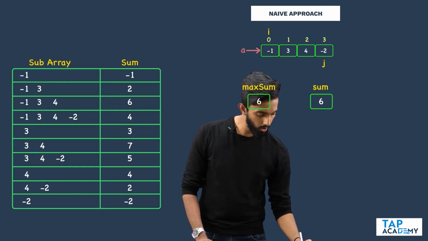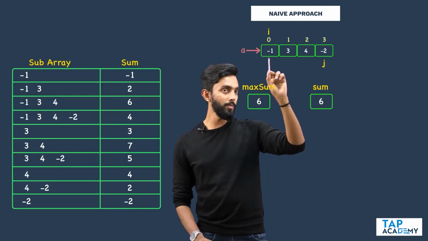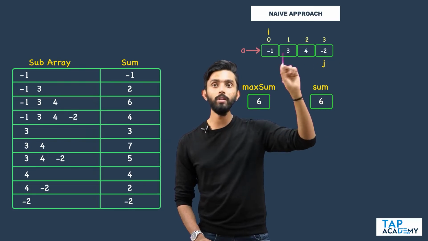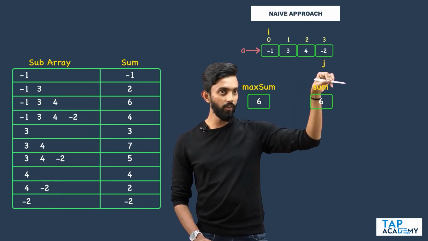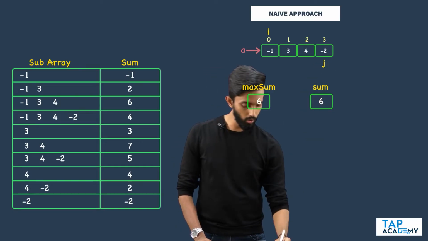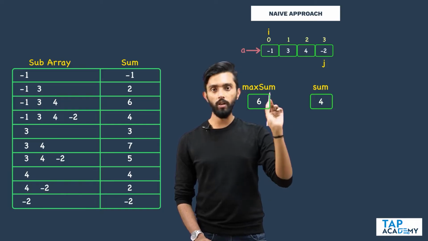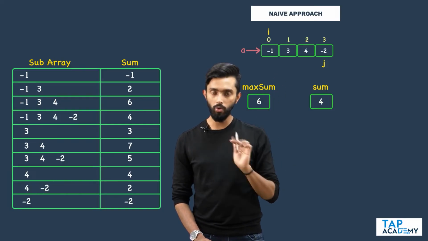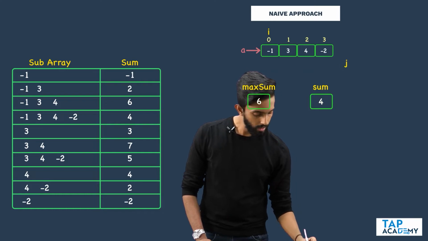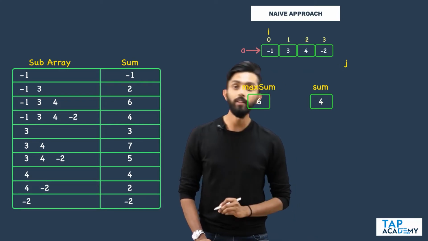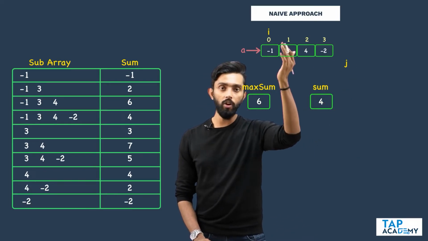Again j moves forward. If j moves forward, next element is minus 2, which means I am assuming this is the subarray, minus 1, 3, 4, minus 2. Now if I add minus 2 also to the existing value of sum, 6 minus 2 is going to become 4. And now tell me, is 4 greater or 6 greater? 6. So maximum is going to be 6 only. Then j is going to move forward. If j moves forward, then it goes outside the boundary, and hence now j will not move.